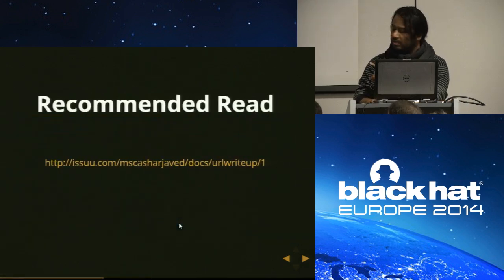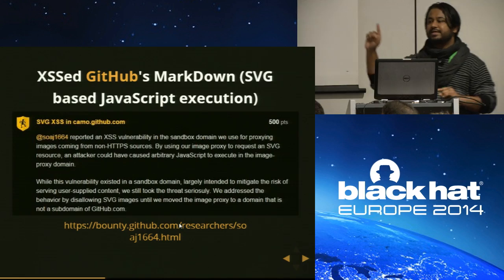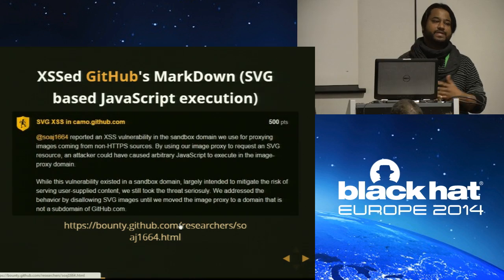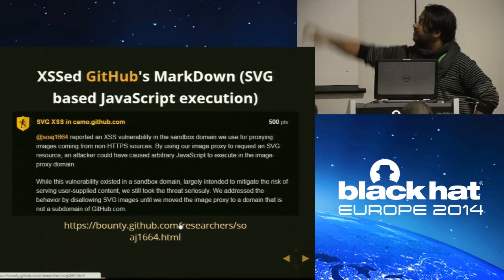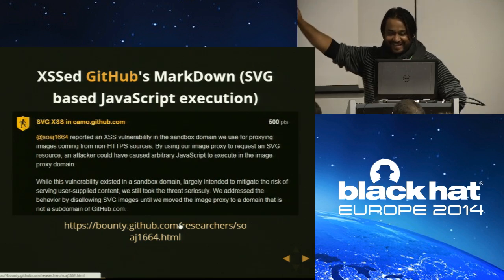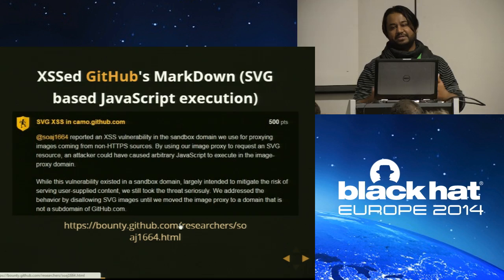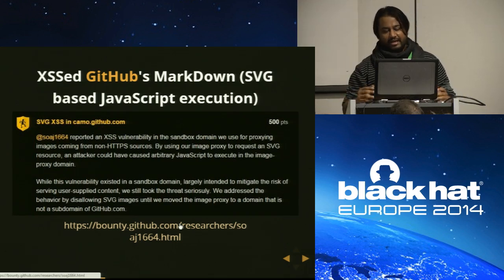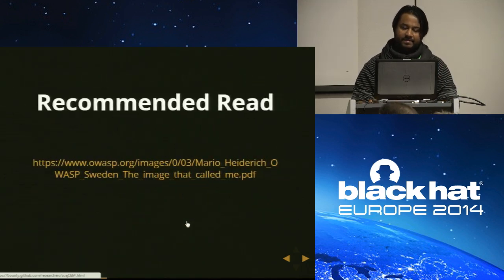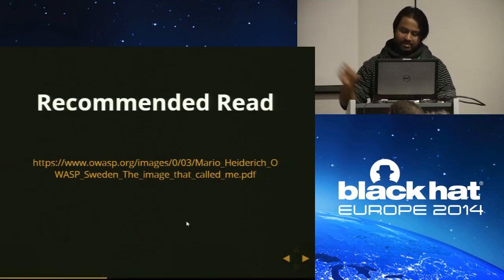There is a short write-up you can read. I used the same URL to XSS GitHub Markdown, where I was able to execute SVG-based XSS, and this 500 points means $500 US. This is not a point. They awarded me $500 US because it's an SVG image, so their application executes the JavaScript inside the SVG. I would recommend this talk by Mario. It's a very awesome talk, and you can find it on this link.